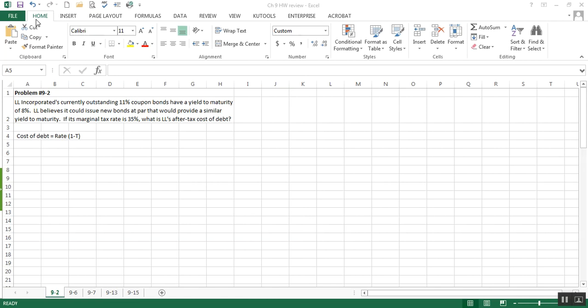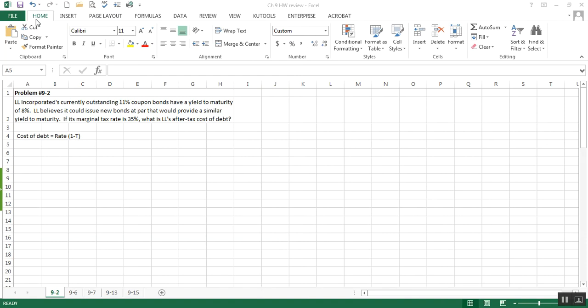Hi, let's look at the homework problems for Chapter 9, starting with 9-2. We have a company that has 11% coupon bonds with a yield to maturity of 8%. They believe they could issue new bonds at par that would provide a similar yield to maturity and a marginal rate of 35%. What is their after-tax cost of debt?